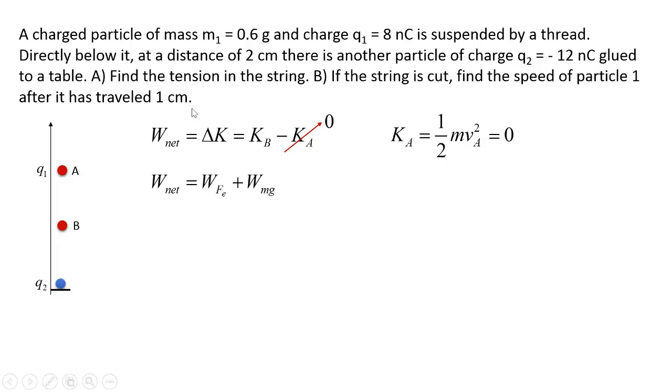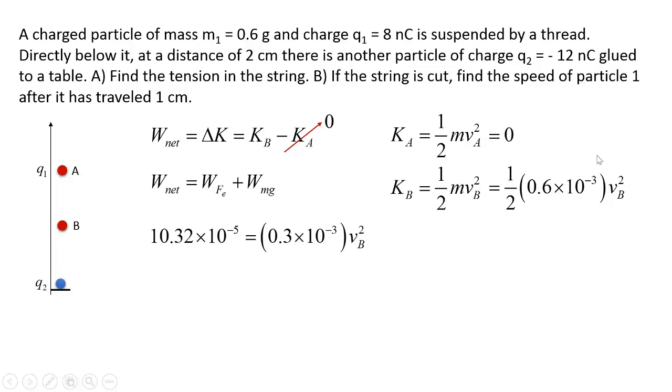So all I have left from the work kinetic energy theorem is that the net work equals the kinetic energy at point B. Well, kinetic energy at point B is 1/2 mass velocity at point B squared, which, if we replace the mass, will give us 1/2 multiplied by 0.6 times 10 to minus 3 velocity at point B squared. We make this value equal to the net work, which is 10.32 times 10 to minus 5 joules.